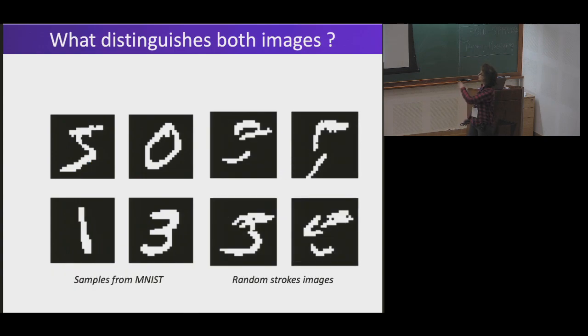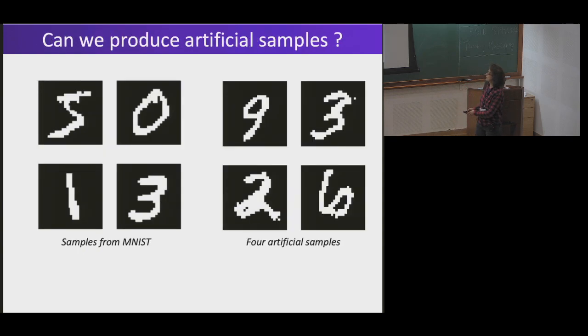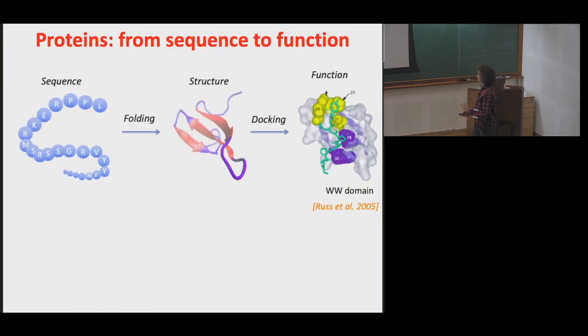So if you sample random stroke images, you start to see something, but there is more: the fact that the strokes are arranged in a specific way, and this is what the RBM is able to capture from the data. And so the artificial samples generated by the RBM look really like real samples from MNIST. So this is the machine I will explain in the rest of the talk.